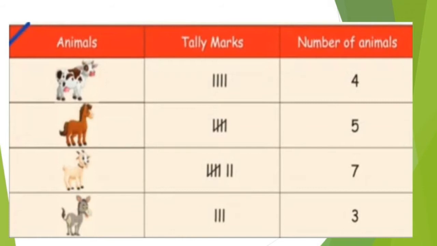Now we will see the number of goats. Here they have drawn 4 lines and crossed them, which is 5. So, 5 plus 2 is 7. And the last one is a donkey. Here we can see 3 donkeys inside the fence. So, you have to draw 3 vertical lines. So, the total number of animals inside the fence is 19.